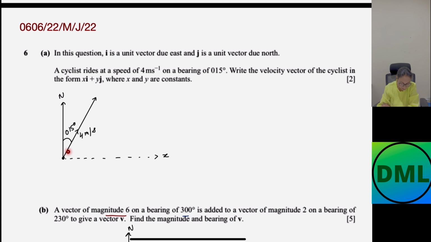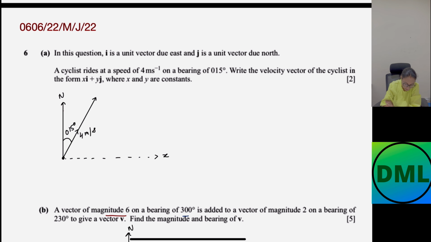This is the diagram I have drawn for you. This is your north and the cyclist is moving at the 15 degree bearing with the speed of 4 meter per second. I need to represent this speed in terms of the velocity vector. Velocity vector will be given in terms of i and j. That means I need to split this in i and j.